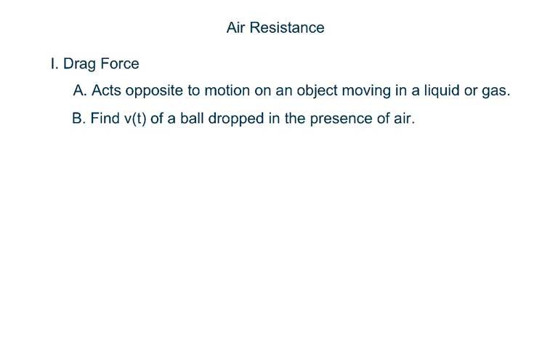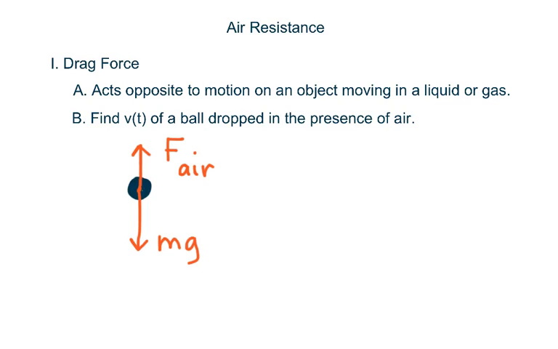Okay, now to get started with this, we're going to start by drawing a free body diagram on this ball as it falls in the presence of air. Now, as this ball falls, it will have two main forces acting on it. One is the weight down, and the other is the drag force upward, the resistive force because of the air.